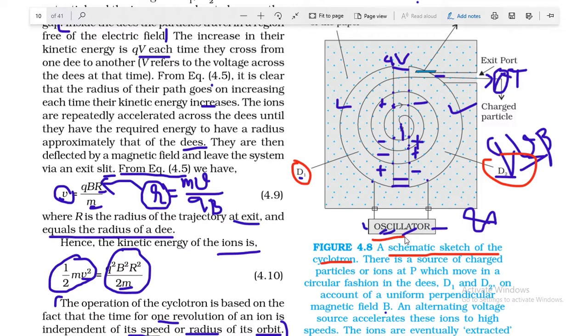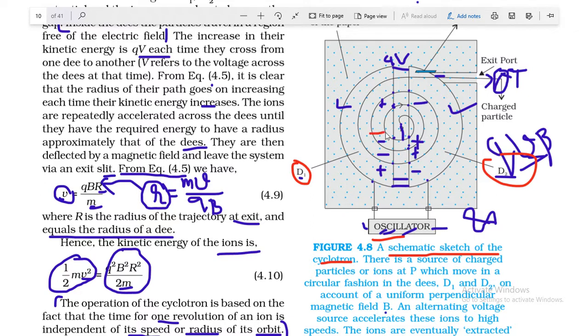This is the oscillator. It is used to produce the electric field in this machine, and you can see here the magnetic field which is perpendicular to the plane of paper, represented by the dots. Okay, the most important point about cyclotron is that there is no electric field present inside the D's, because D's are made of conductors or metals, and inside metals there is no electric field, meaning electric field does not exist inside the conductors.